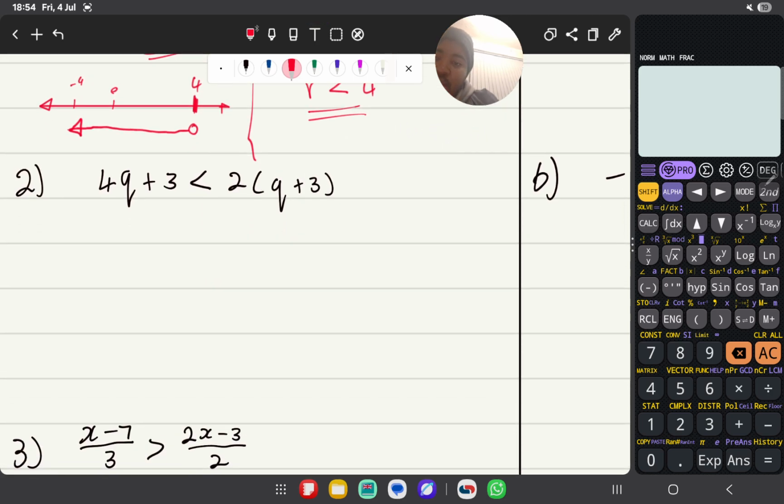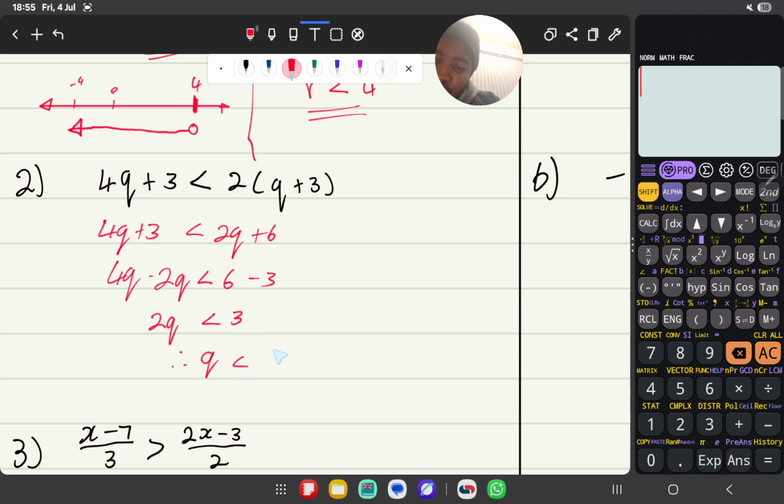Cool. Let's move on. We have this gentleman over here. You already see that it will be best to multiply that side, so let's do it. You have 4q plus 3 smaller than 2q plus 6. Then like terms to like terms, so I'm going to take this 2q to that side. I have 4q minus 2q smaller than 6 minus 3, and then I have 3, I have 2q. Therefore q is smaller than 3 over 2, which is 1.5.